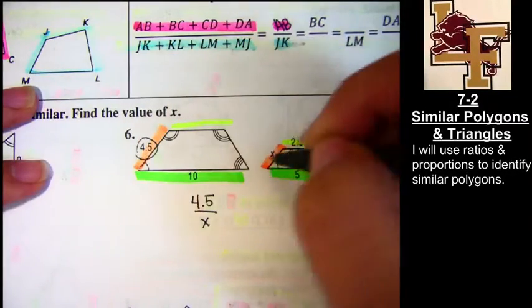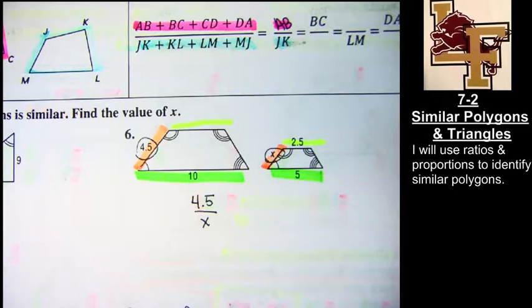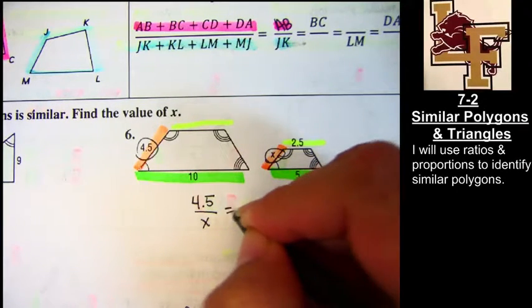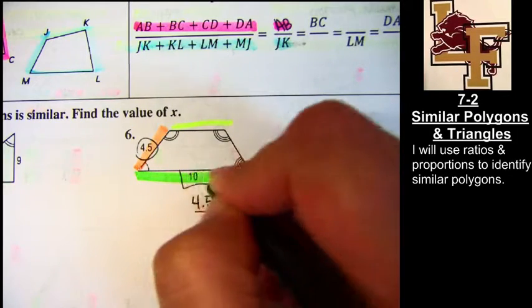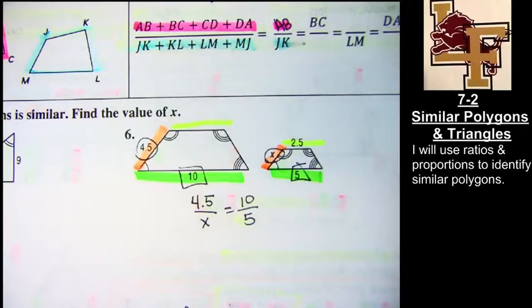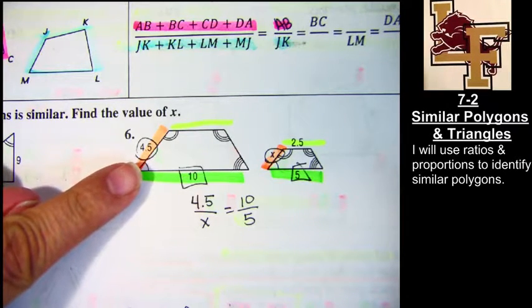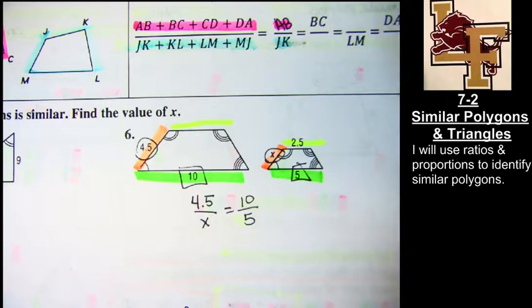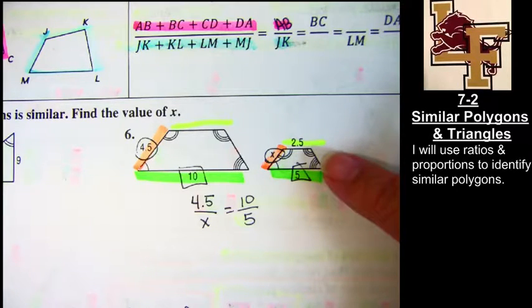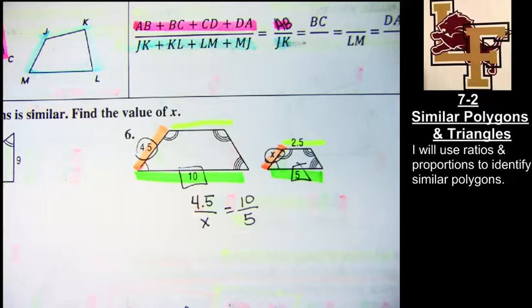Notice, I have the information about the corresponding sides in one fraction. Notice, I have information about the same polygon in the same location of my fraction. This polygon's information all lives in the numerator. This polygon's information all lives in the denominator. In this case, you could totally set it up the other way around. Okay? That's how I set this one up. Cross multiply, solve.